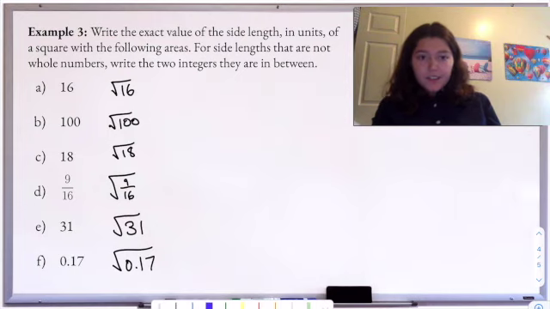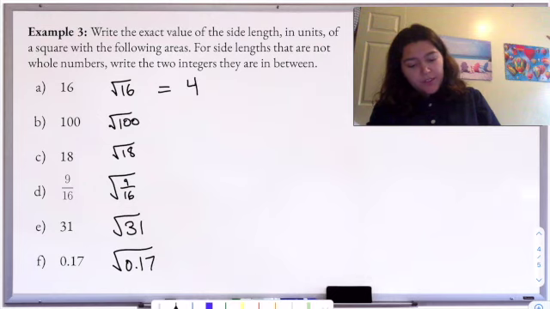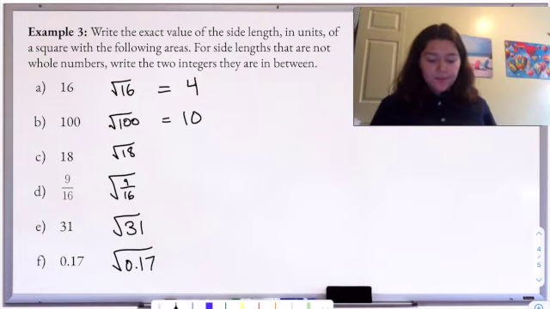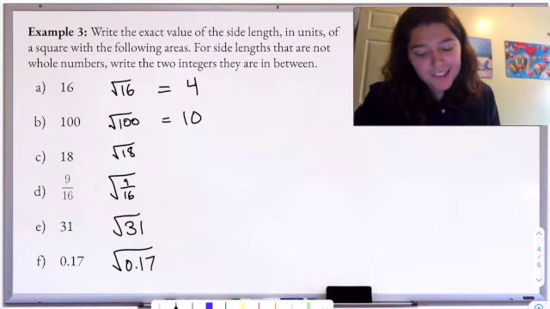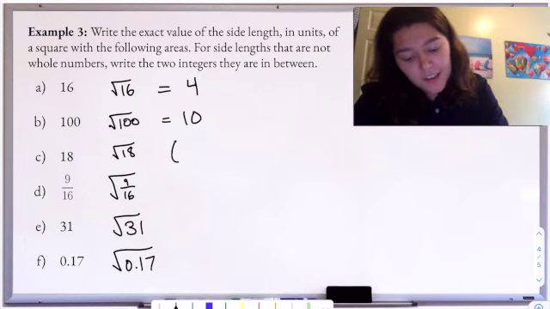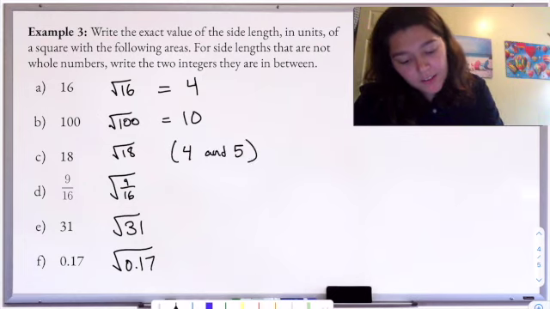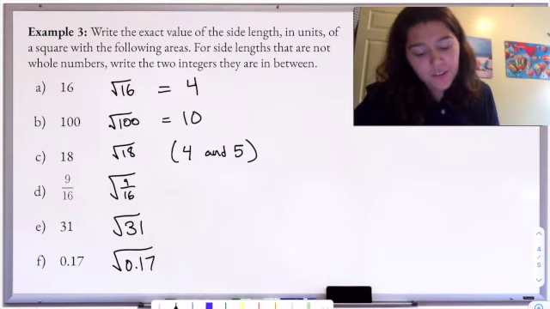What's the square root of 16? Square root of 16 is 4. 4 times 4 is 16. What's the square root of 100? 10. 10 times 10 is 100. Okay, what is the square root of 18? The exact value is just the square root of 18. That is going to be in between 4 and 5, because the square root of 16 is 4 and the square root of 25 is 5.